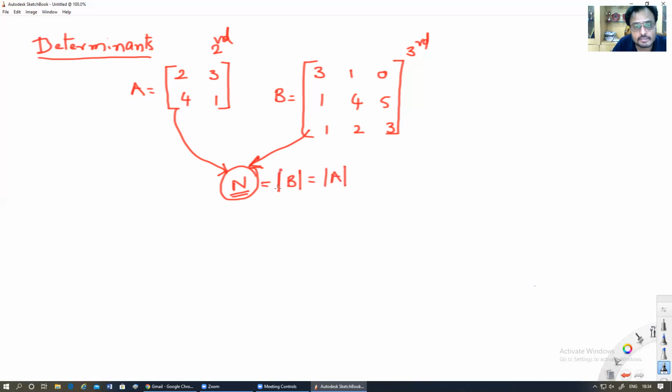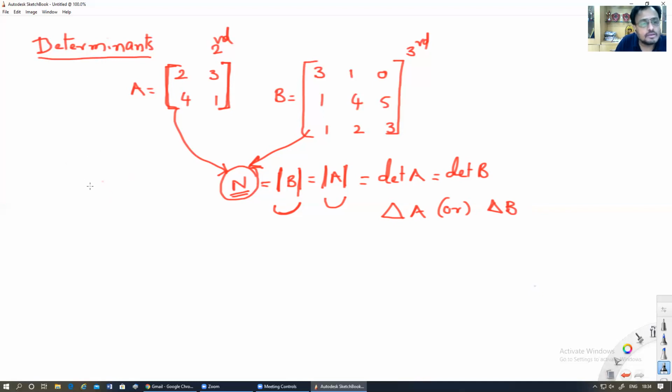Usually, square matrices are enclosed in square brackets, and the determinant of any matrix is written with 2 parallel lines. Otherwise, you can remember it as the modulus symbol. How do we read this? Determinant of B, determinant of A, or using the first 3 letters, we can write det A or det B. Sometimes they represent it by delta. Delta A means determinant of A, or determinant of B.